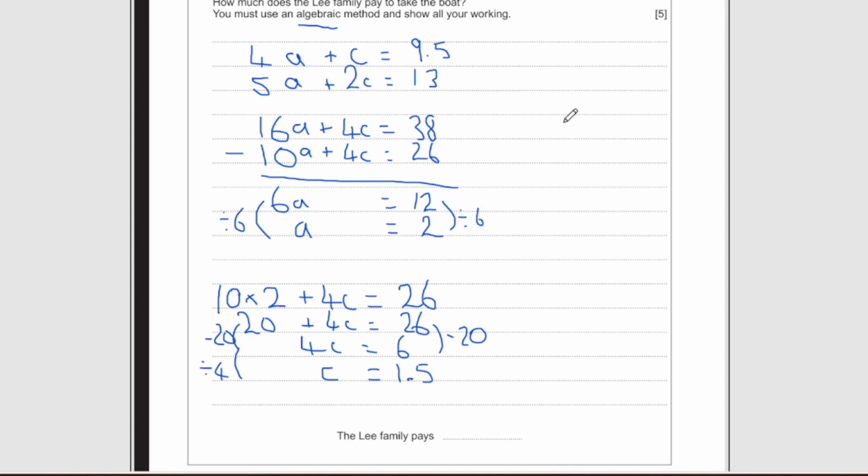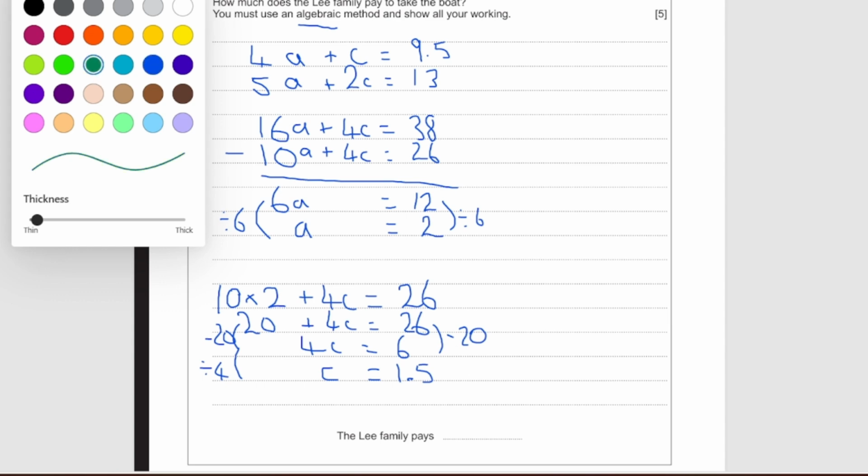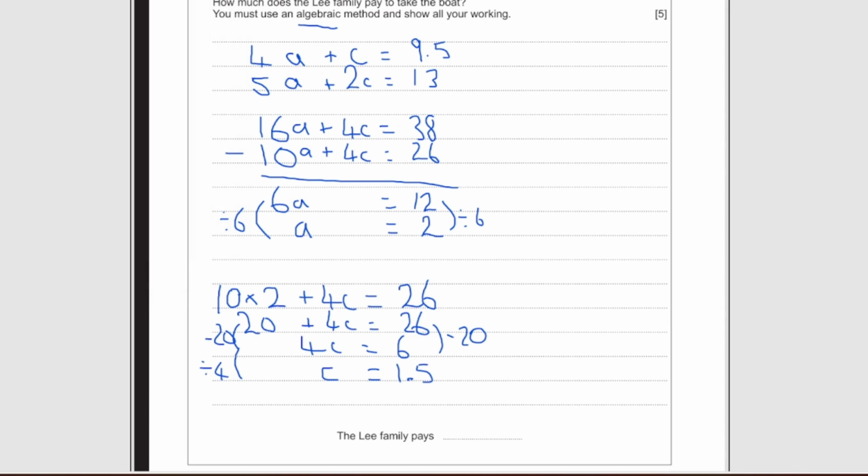Now the Lee family has 3 adults. I'm going to change colour just to show you. Change it to a green. So the Lee family has 3 adults and 2 children. Adults are £2, so 3 times 2, plus 2 children. Children are 1.5, so 2 times 1.5. 3 times 2 is 6. 2 times 1.5 is 3. 6 plus 3 equals 9. The Lee family pay £9.